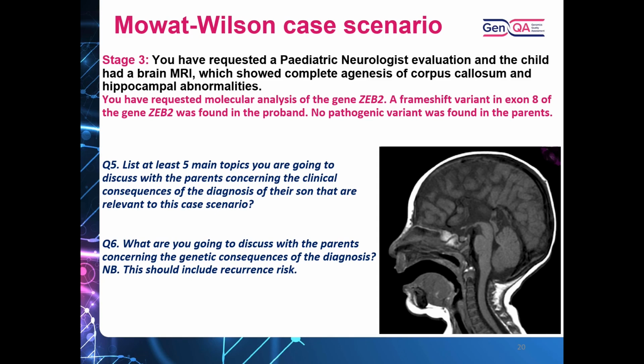You're also given the molecular analysis of the ZEB2 gene, and there's a frameshift variant in exon 8 of this gene found in the proband, but no pathogenic variant was found in the parents. And you're asked to list at least 5 main topics that you're going to discuss with the parents concerning the clinical consequences of this diagnosis in their son that is relevant to this case scenario. You're also asked to discuss with the parents the genetic consequences of the diagnosis, and this should include the recurrence risk.